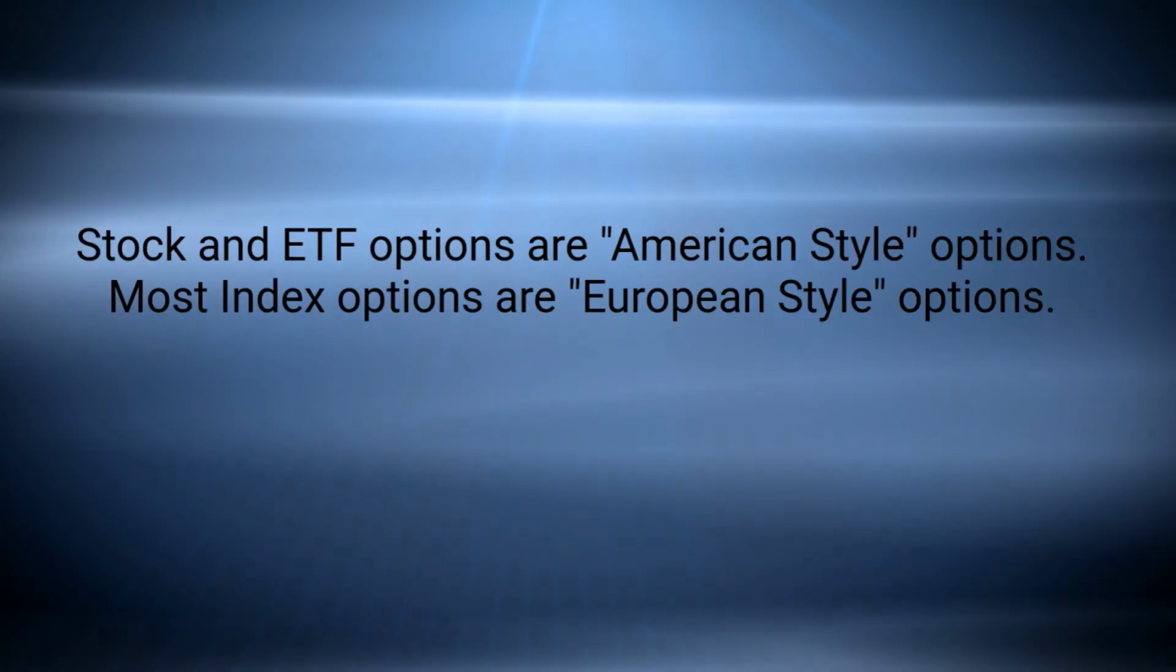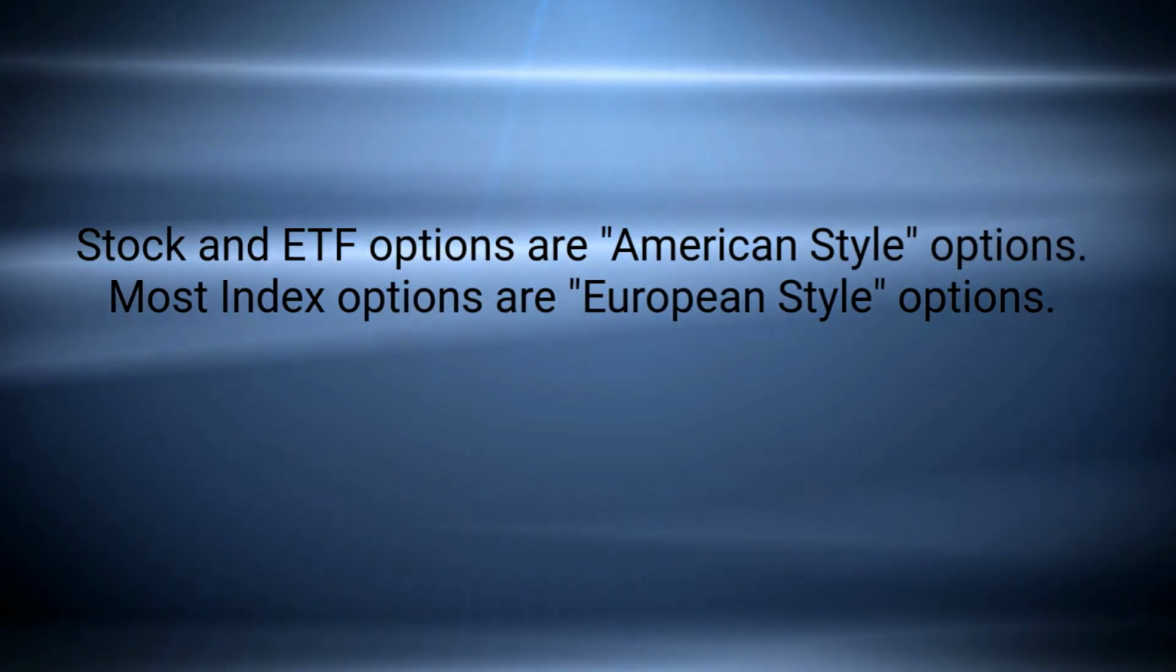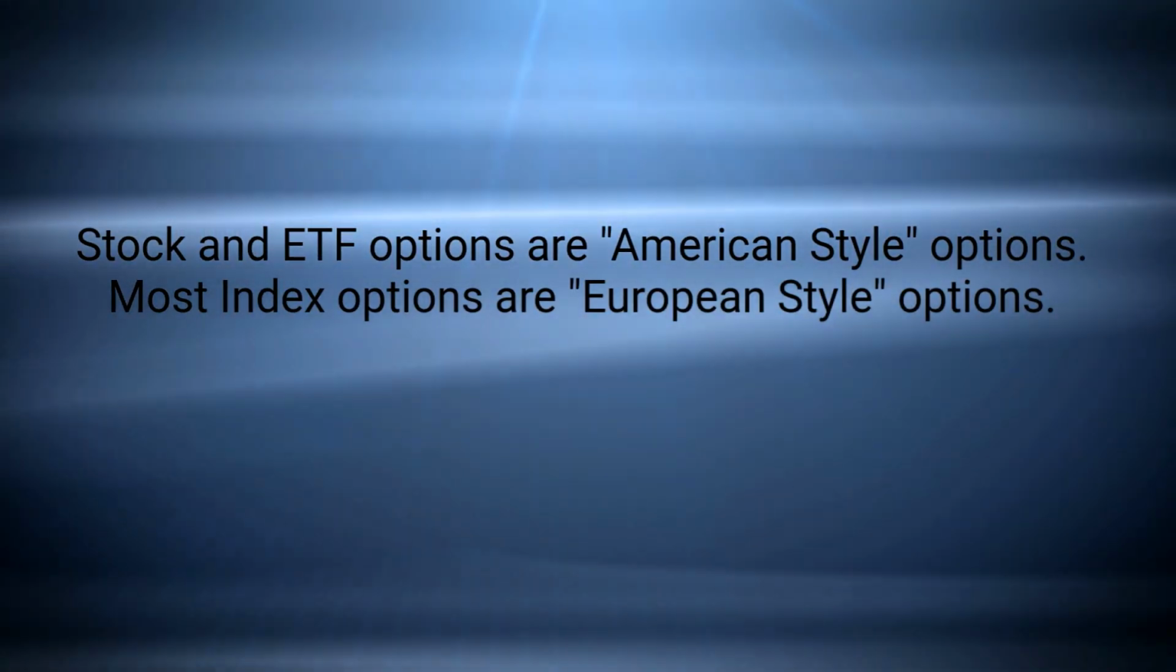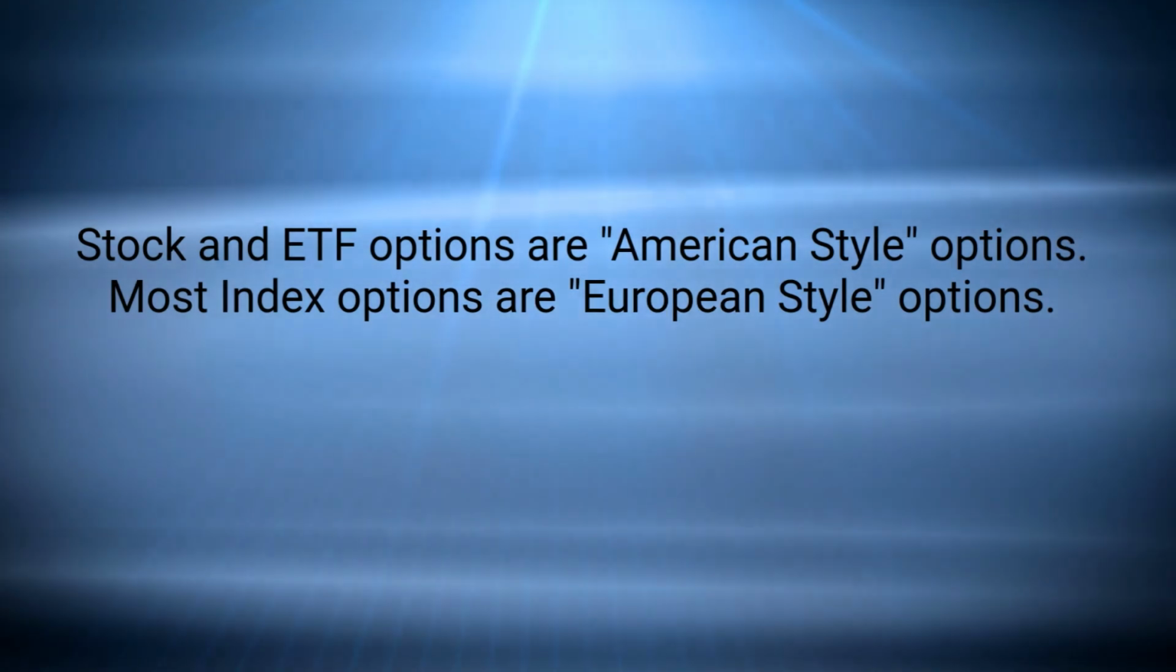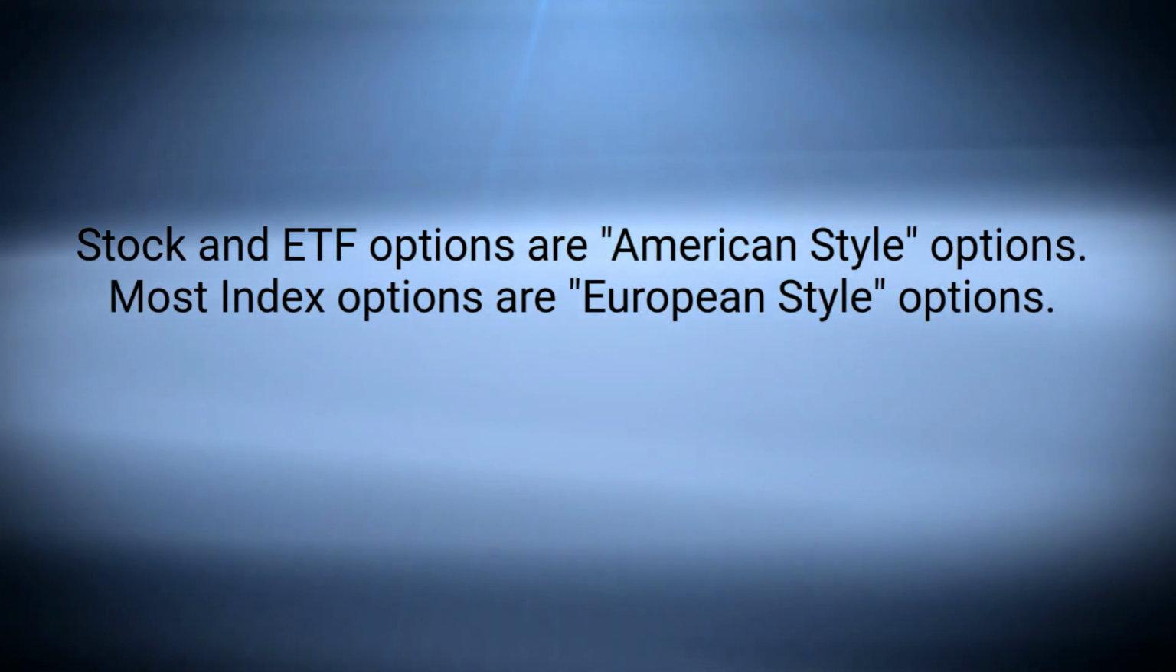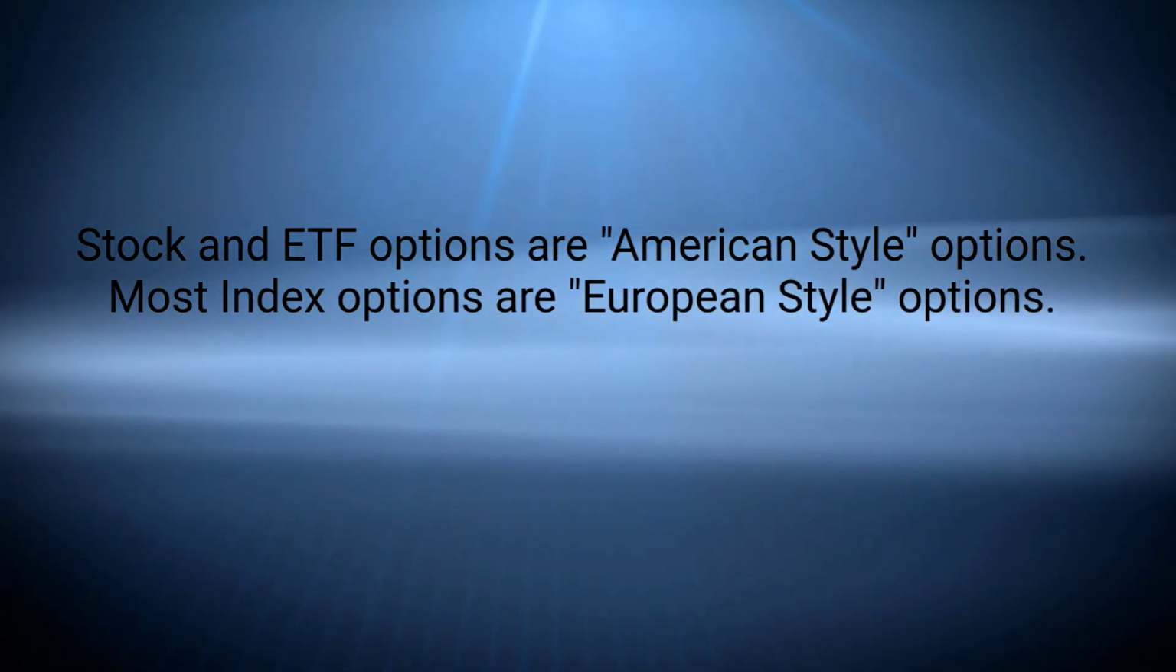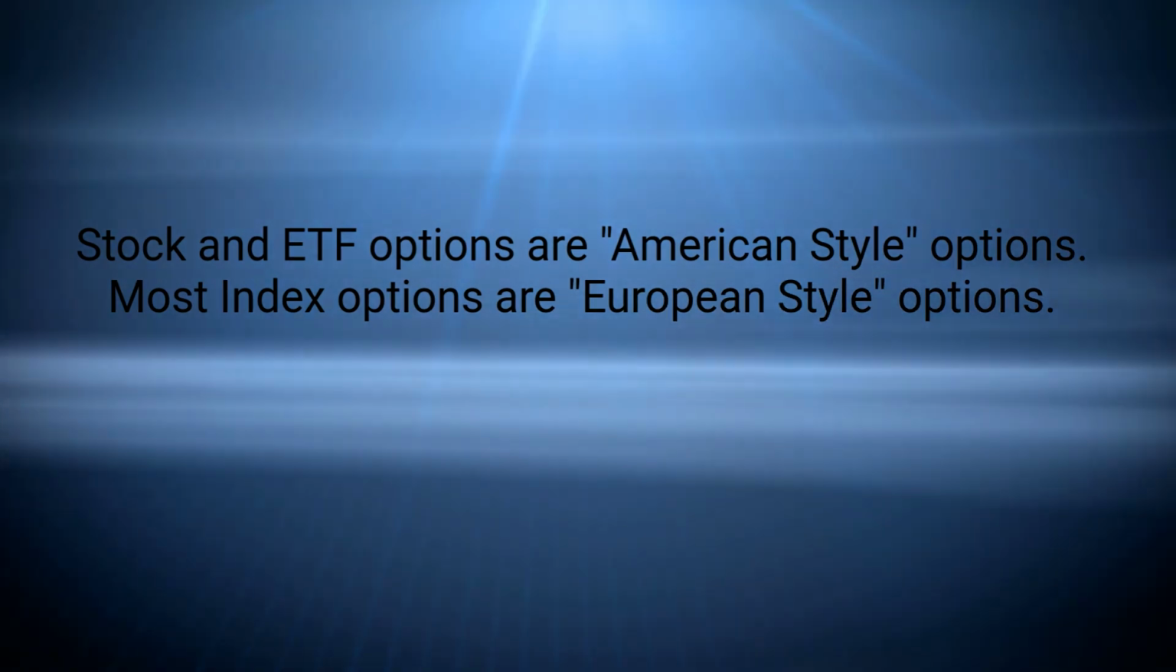Again, if you're only going to memorize one thing about options, it needs to be the rights and obligations associated with the contracts. Now, there are two basic types of options: American-style options and European-style options. European-style options can only be exercised at expiration. American-style options can be exercised at any point between the opening of the contract and the expiration date.